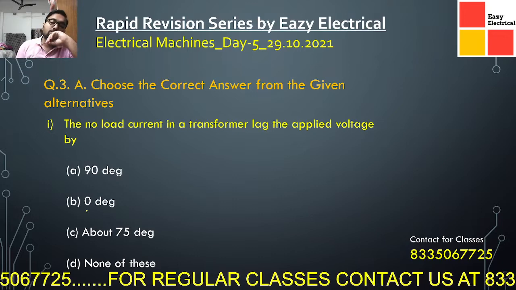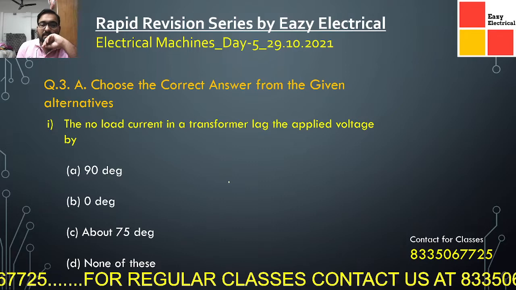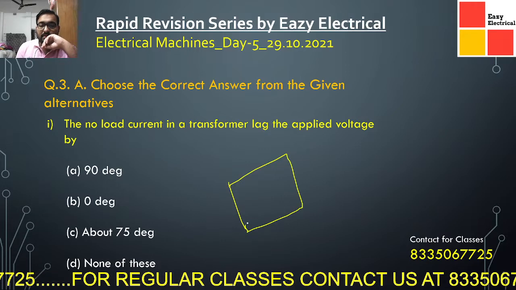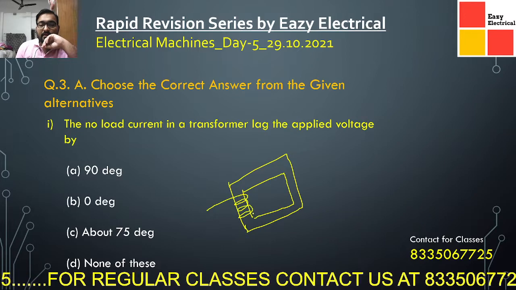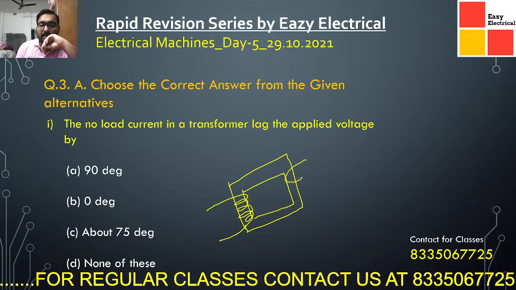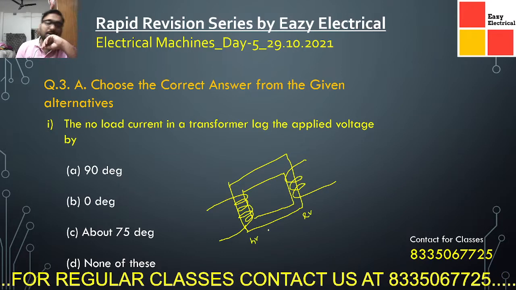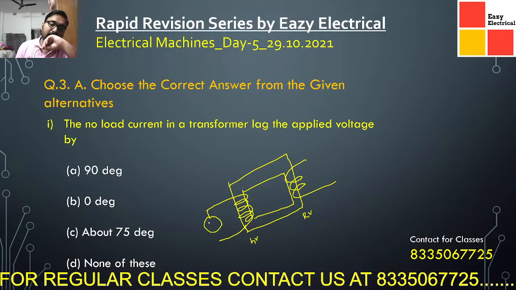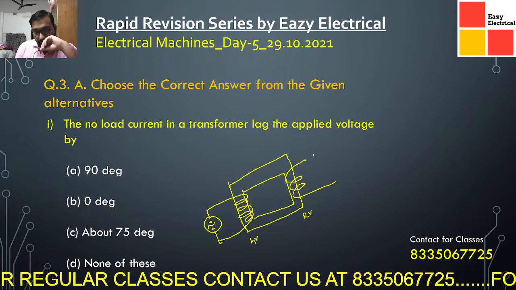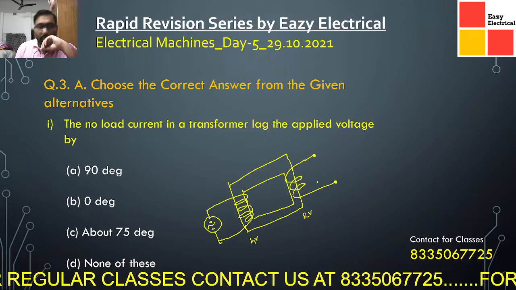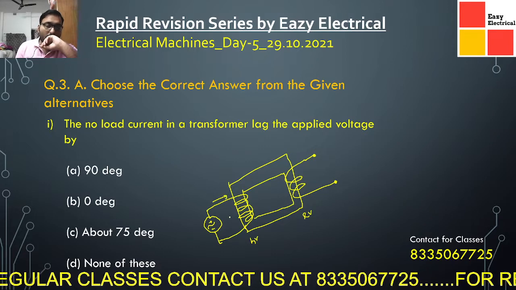Now coming to the next question, the no load current in a transformer lags the applied voltage by. You all know that a transformer consists of a similar construction. Here you connect, suppose, the HV winding, and here the LV winding. Whenever you provide a supply here, if you do not connect any load, then some amount of current will flow because of this coil.